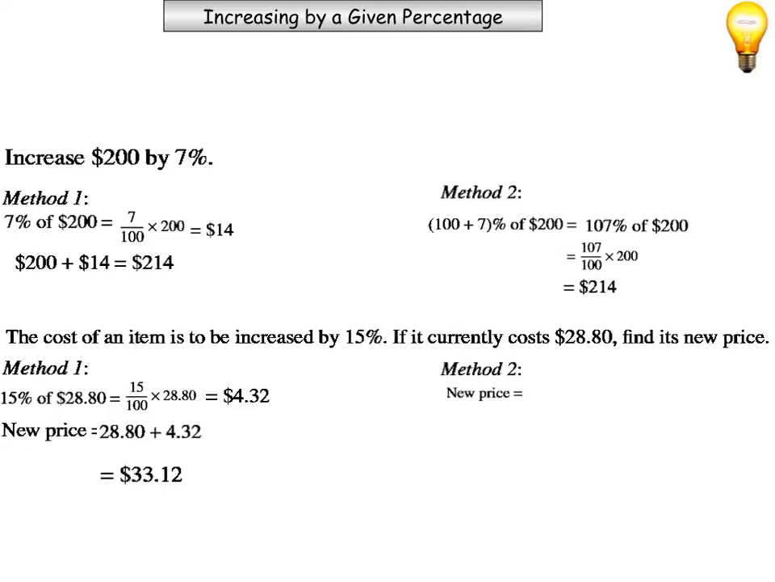Alright, method 2. Remember that we're starting off by adding the percentages together. So remember the original price is 100%, and here we're adding 15%. So that gives us 115% divided by 100 times $28.80. And that also gives us $33.12.